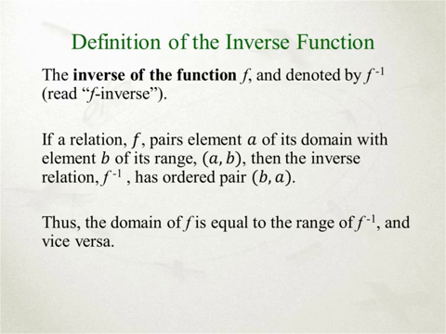Also, we should think about the relationship of the input and output. So if a relation or function f pairs one element a of its domain with an element b of its range, that would be like a coordinate (a, b). Then the inverse function has the reverse ordered pair. So b is the input and a would be the output, because the inverse function undoes everything that's been done to the x in the function. So the domain of f is equal to the range of inverse f, and the range of f is equal to the domain of the inverse of f.